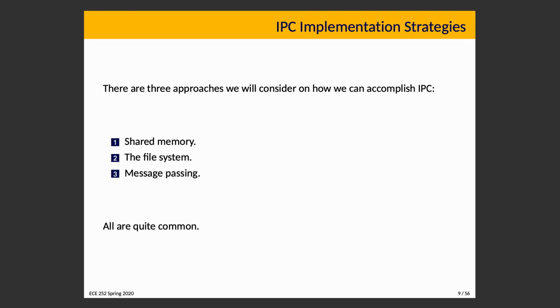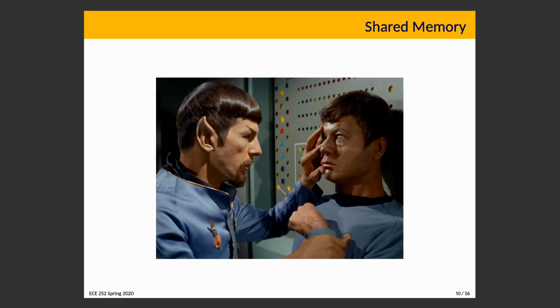Now, there are three approaches to how we will consider doing our interprocess communication, and all of these things are actually fairly common. It's really just a question of what makes the most sense for your needs. There's no single option that I would describe as being optimal in every situation. It will be up to you to decide what is appropriate for the system that you want to use. The first one that we want to talk about is shared memory.